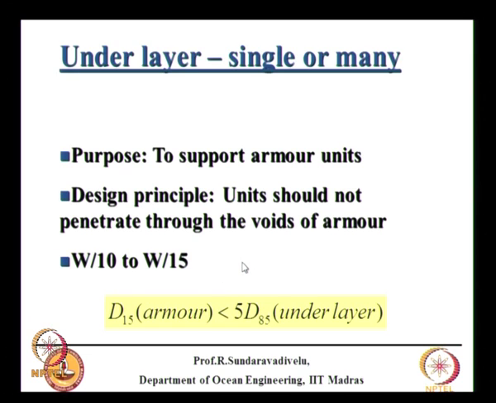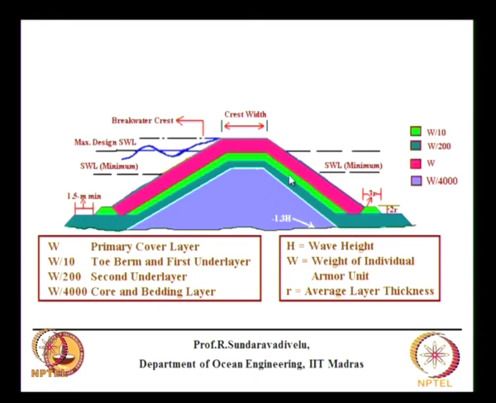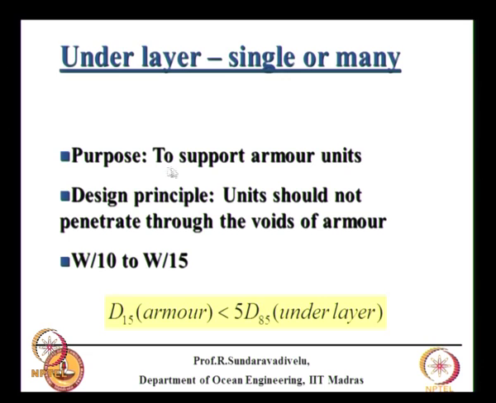Now we will go into some more details about this underlayer. You can have a single underlayer or 2 underlayers or 3 underlayers. Typically 2 underlayers are used. Underlayers are this one, this color and this color, these are the 2 underlayers. Purpose is to support armour units. Suppose the armour unit weight is, let us say, about 12 tons. 12 tons if you want to support on the seabed, it is not possible. So you build up to a considerable height with gradually increasing size, so that you can place the armour stone.